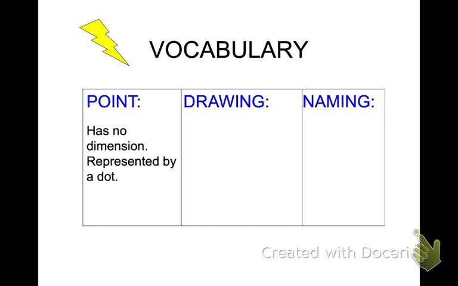But because it doesn't have any dimension, we don't really know exactly where it is located. We use a dot to represent what a point is, right? So we always put a dot. So when we do our drawing of a point, we just make a little dot. And then usually with that dot, we attach some letter. I'm going to be generic. I'm going to go with A. And then when we go to name it, we're going to call it point A.